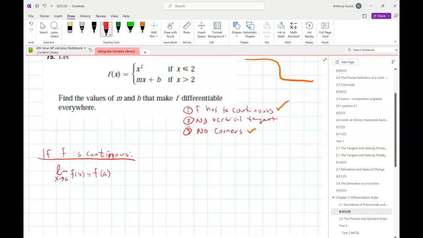So because this is a piecewise function, when we do our limit as x approaches a, what do I really have to do? Left and right. Yeah, I have to do a left limit and a right limit because we are a piecewise function, and make sure that is true.